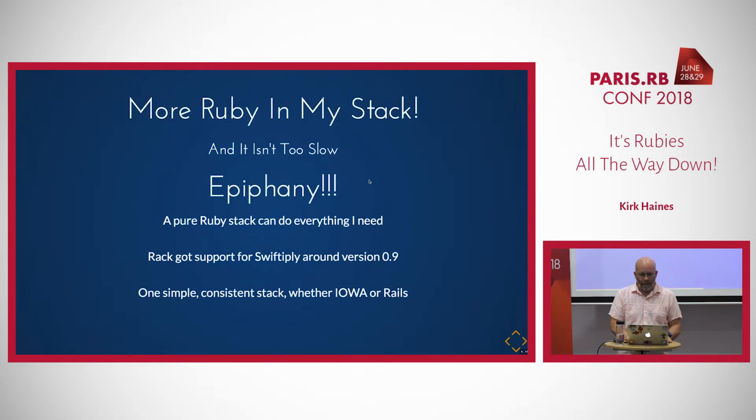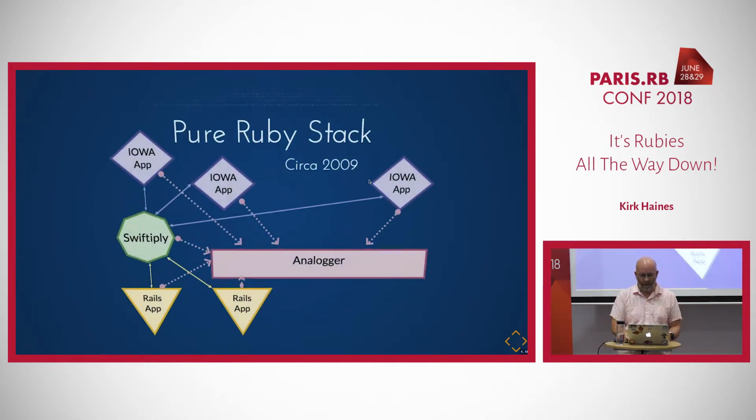Now, it didn't do nearly as much stuff as Nginx, but for what it did, it was as fast as Nginx. And that sort of was an epiphany for me at that time, because it said, you can write stuff in Ruby that can be fast as long as you target what you're doing to what you need to do, and you don't do more than you need to do. Now, Rack got support for Swiftiply around version 0.9, and from that point forward, I had one simple all Ruby stack top to bottom that could be used for both my I/O apps and for the Rails apps that I was handling.